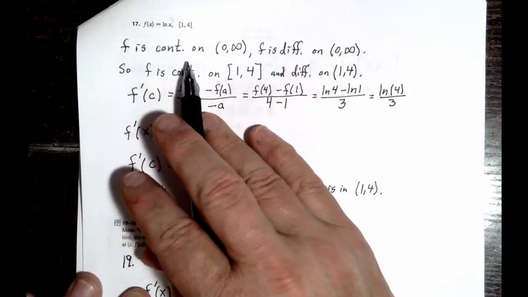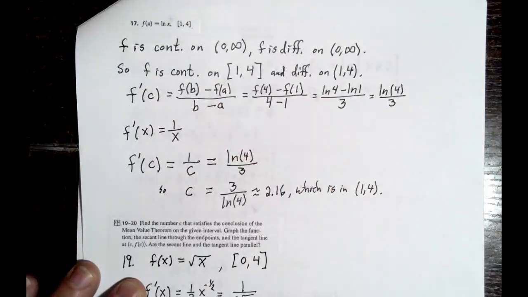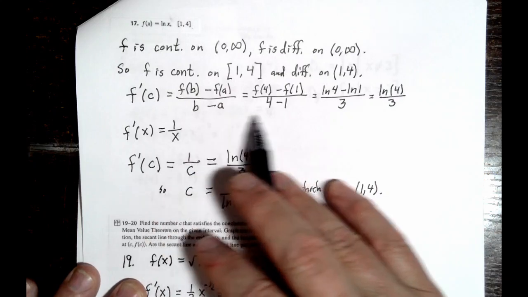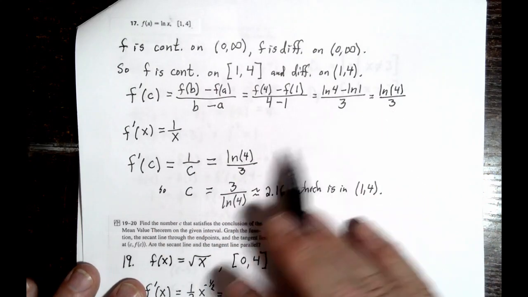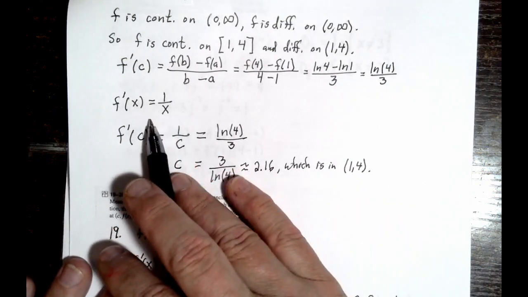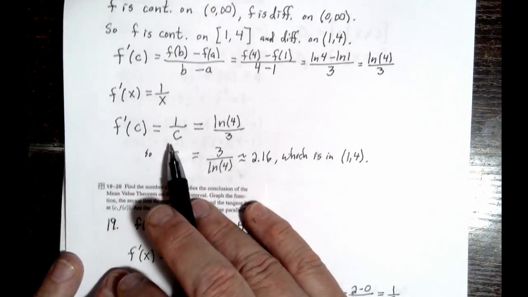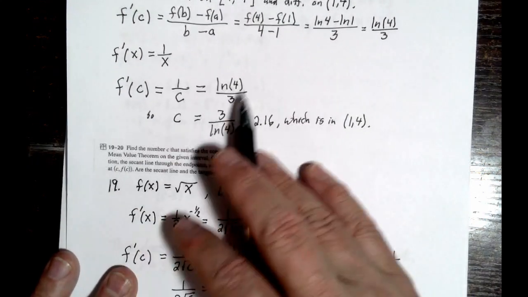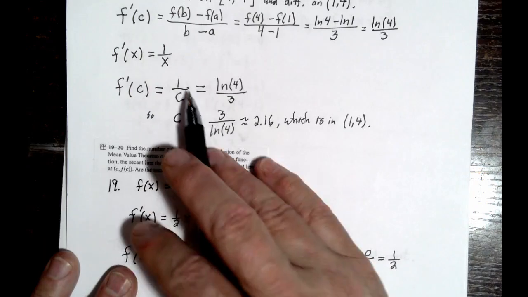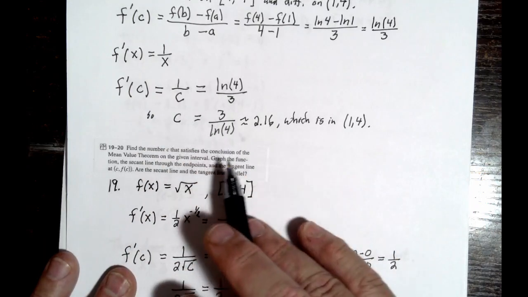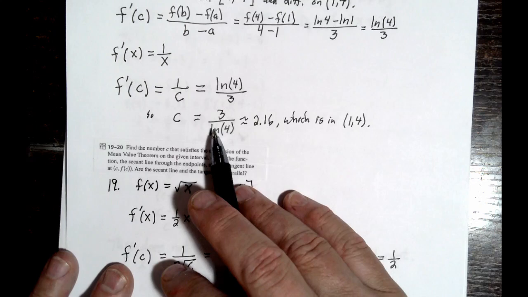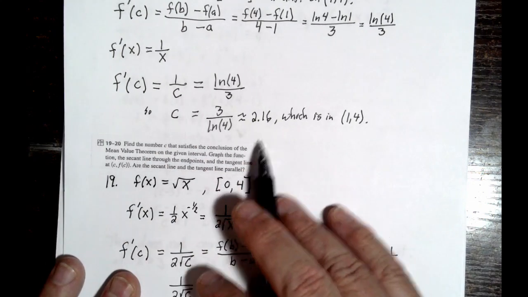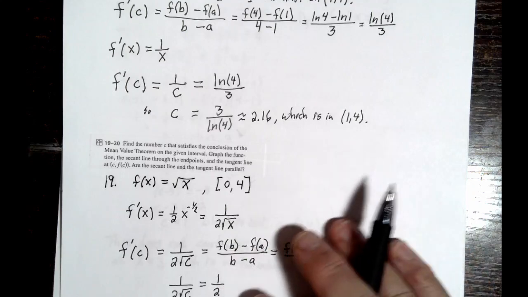17, ln of x is continuous on the interval. It's also differentiable. So when we take the slope of the endpoints, we get ln of 4 over 3. If we take the derivative, we get 1 over x, or 1 over c, and we set that equal to ln of 4 over 3. And we multiply both sides by c, or just flip both sides, reciprocal rule. You can flip both sides and they're still equal. And so c is approximately 2.16, which is contained in the interval 1, 4.